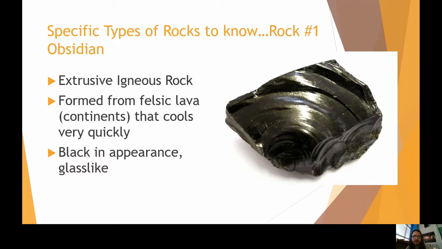Our first rock is going to be Obsidian. It's probably the coolest looking rock of the bunch. This is an extrusive igneous rock. That means it cools above ground very quickly, and in the process, it forms this kind of black rock that is glass-like in appearance. And this is typically found on continents. This lava type is called felsic lava, and that is unique to continents. So we would expect to find this rock maybe on a volcano that is oozing out a lot of lava on a continent. Okay, cool.